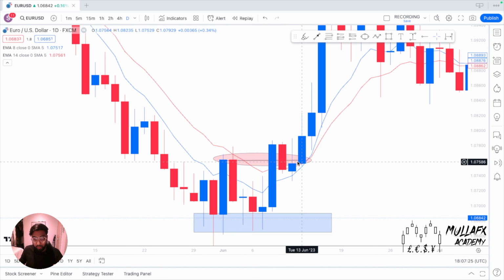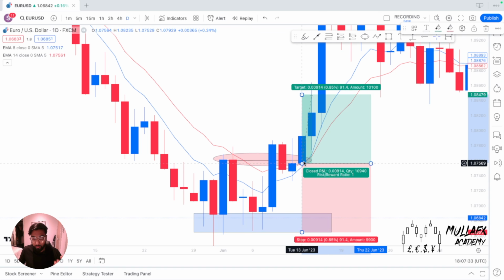Okay, when we look for entries, we can see that price is respecting not once but twice our moving average. So what am I going to do? I'm going to place a buy. We place a buy at this candlestick.